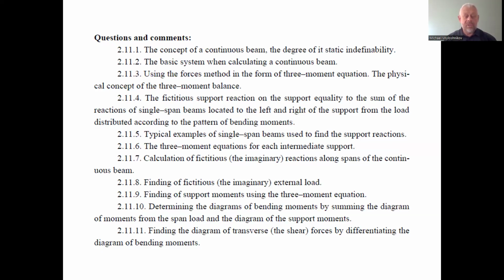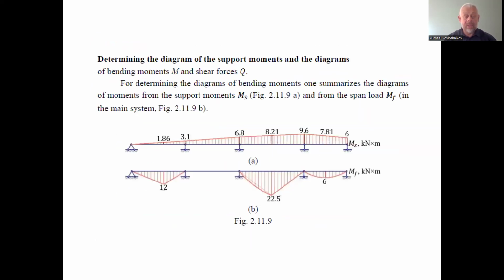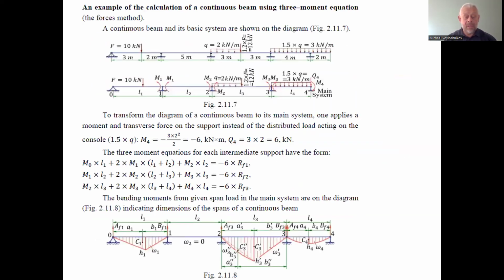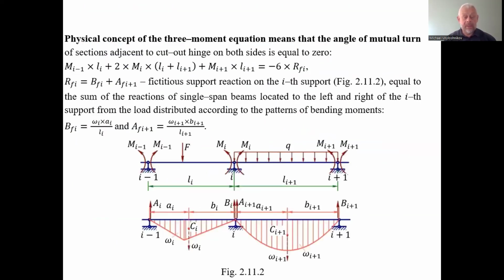The fictitious support reaction on the support is equal to the sum of reactions of single span beams located to the left and the right of the support from the load distributed according to the pattern of bending moments, to find the fictitious support reaction R_F,i for each support number i.